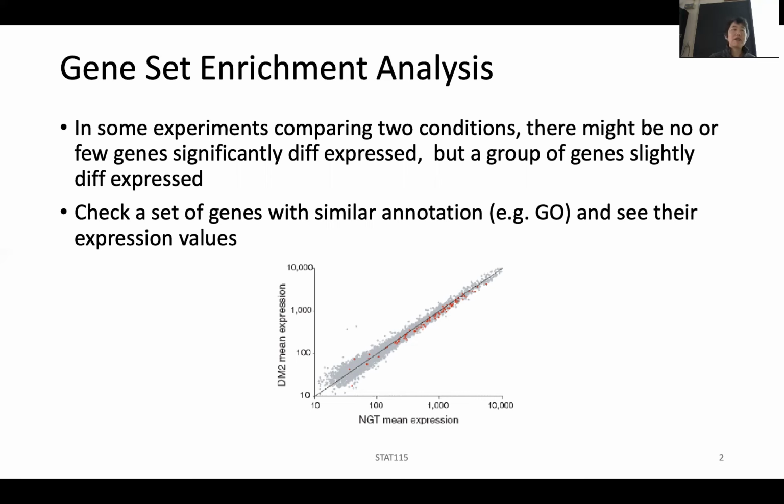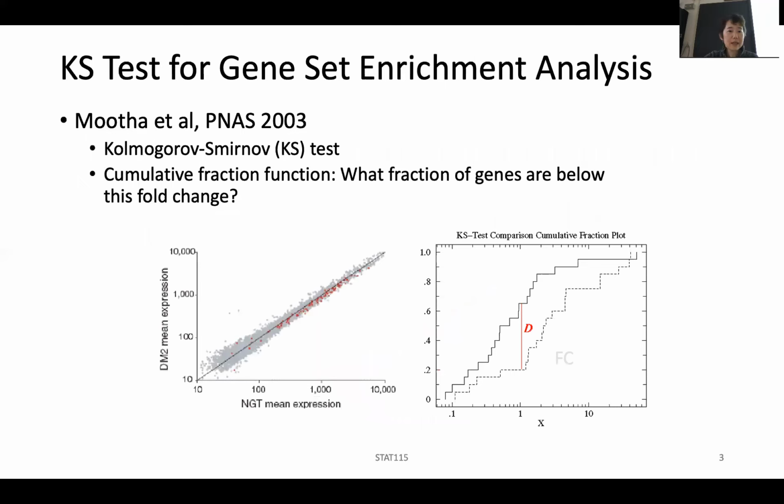Did you notice something special about these genes? They are only slightly more expressed on the x-axis and less expressed on the y-axis. If you look at one gene at a time, they are definitely not significant. But if you look at all of those genes together, you might notice that they are a little bit shifted to the lower right half. And so that's how gene set enrichment analysis was initially developed.